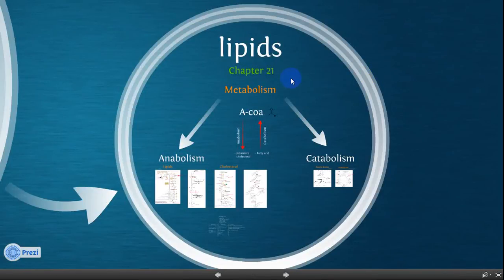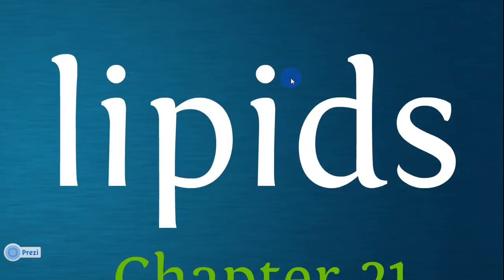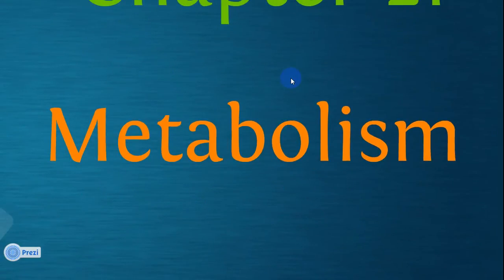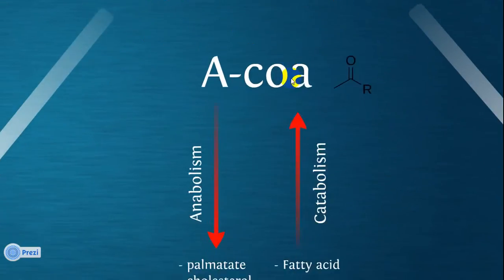Lipids. It includes chapter 21. In the same way that we have talked about carbohydrates, we are going to talk about lipids, the metabolism of lipids, either anabolism or catabolism.